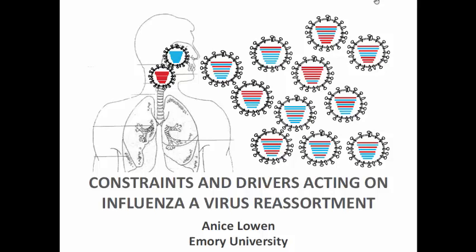Good, so we're going to talk about influenza virus reassortment this morning, which, as I'm sure most of you know, is a process by which two influenza viruses that co-infect the same cell exchange gene segments. It's an important source of viral genetic diversity. To put a number on it, if two viruses differ in all 8 segments, then 256 distinct genotypes can emerge from a single cell.